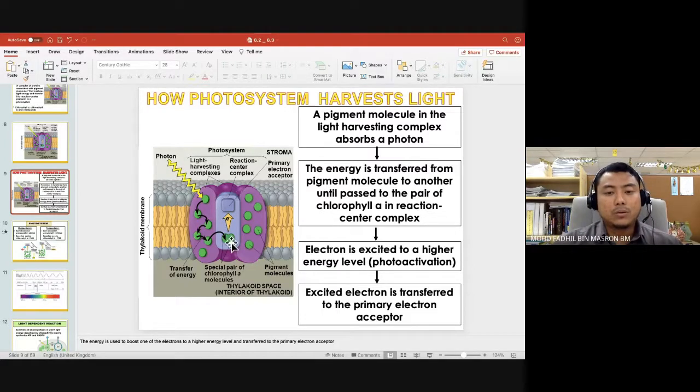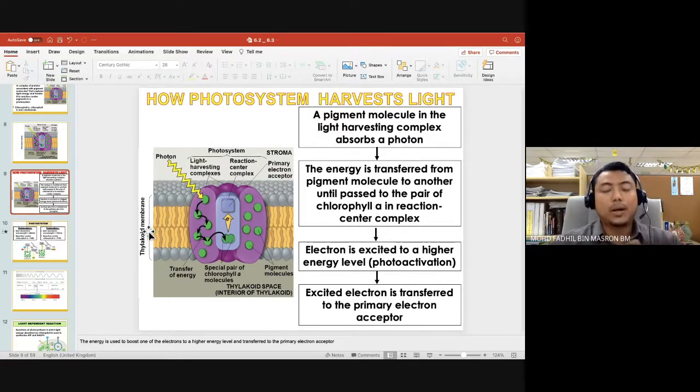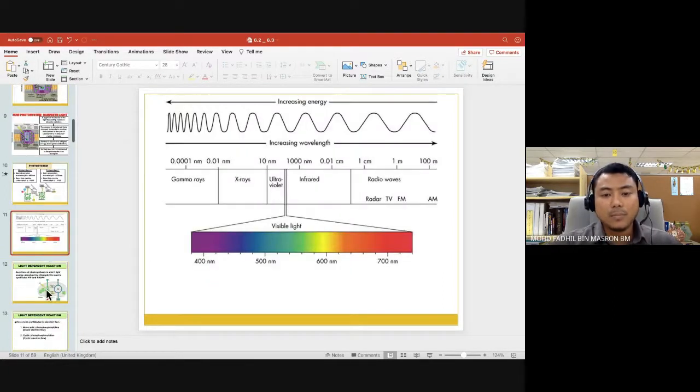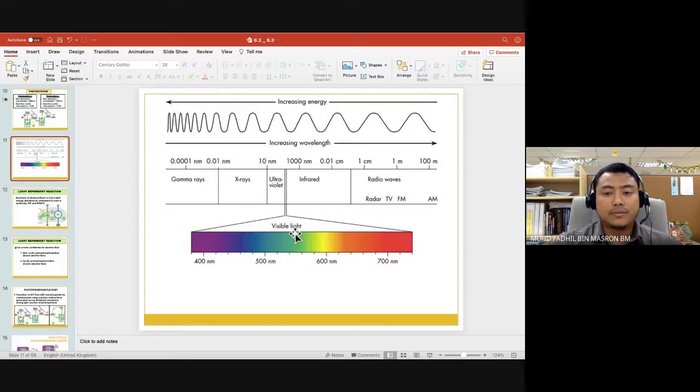But if later we know that this chlorophyll A best absorbs at 680, then we know it is photosystem 2. If this chlorophyll A best absorbs at 700 nanometer, we know this is photosystem 1. Like that. All these photosystems are found in large numbers, scattered on the thylakoid membrane. So we have photosystem 2 over here, and photosystem 1 over here, scattered on the surface of the thylakoid membrane.